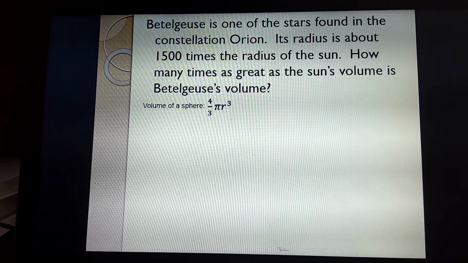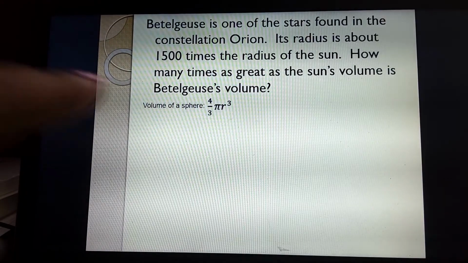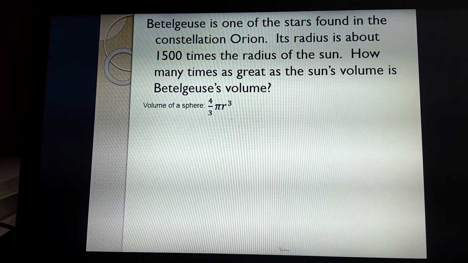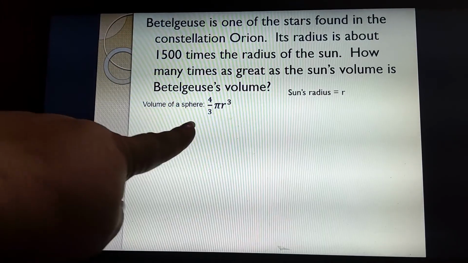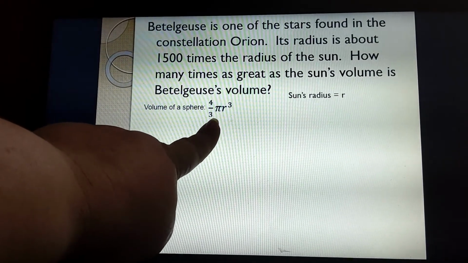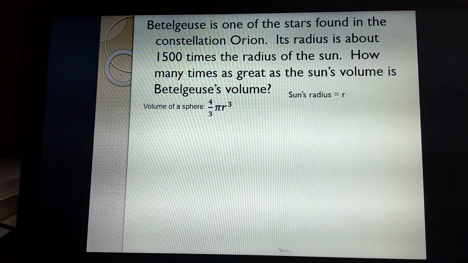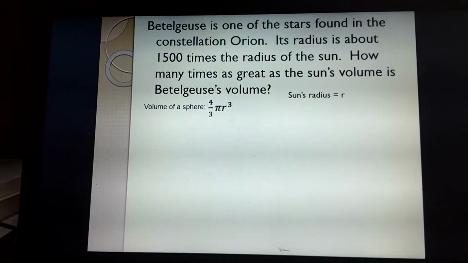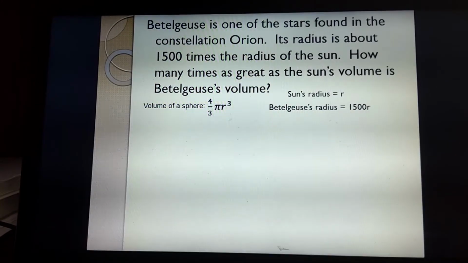So the first thing we need to know is how to find the volume of a sphere, because the sun and Betelgeuse are both spheres, right? So 4/3 pi r cubed. That's how you find the volume of a sphere. Now, we don't know the radius of the sun, not off the top of our head, so we're going to call it r. That means when I do this, that's giving me the volume of the sun, because I took that r and I plugged it in here. Now, I don't know Betelgeuse's radius either, but I know it's 1,500 times the radius of the sun. So Betelgeuse's radius has to be 1,500 r, right?